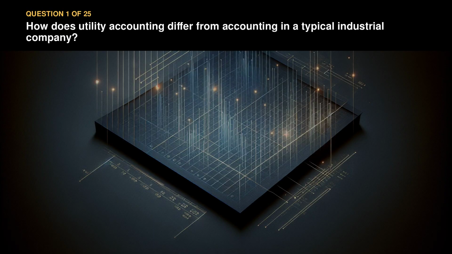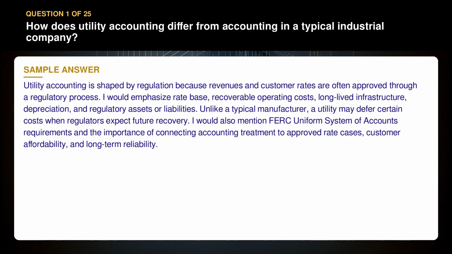Question 1. How does utility accounting differ from accounting in a typical industrial company? Utility accounting is shaped by regulation because revenues and customer rates are often approved through a regulatory process. I would emphasize rate base, recoverable operating costs, long-lived infrastructure, depreciation, and regulatory assets or liabilities. Unlike a typical manufacturer, a utility may defer certain costs when regulators expect future recovery.